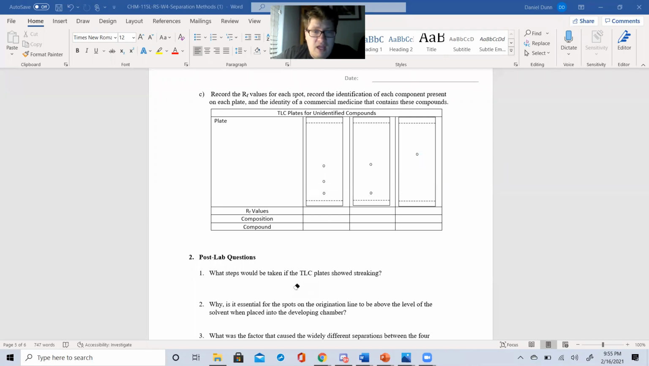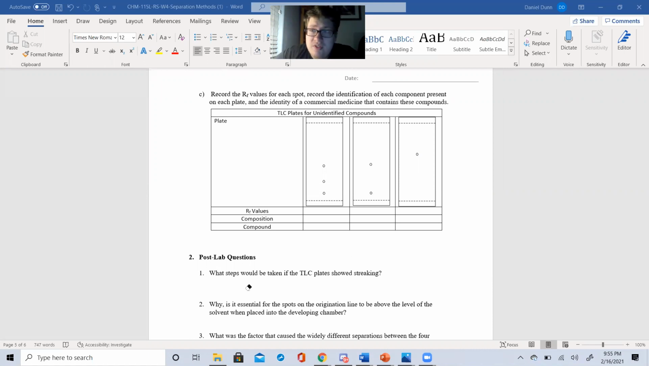So what steps do you take? One, redo your TLC plate. Make sure you have a little bit, not too much stuff on the dotted line or spot line. And lastly, what I would recommend is using a UV light to check to make sure the plate is soaked through enough, but not too much.